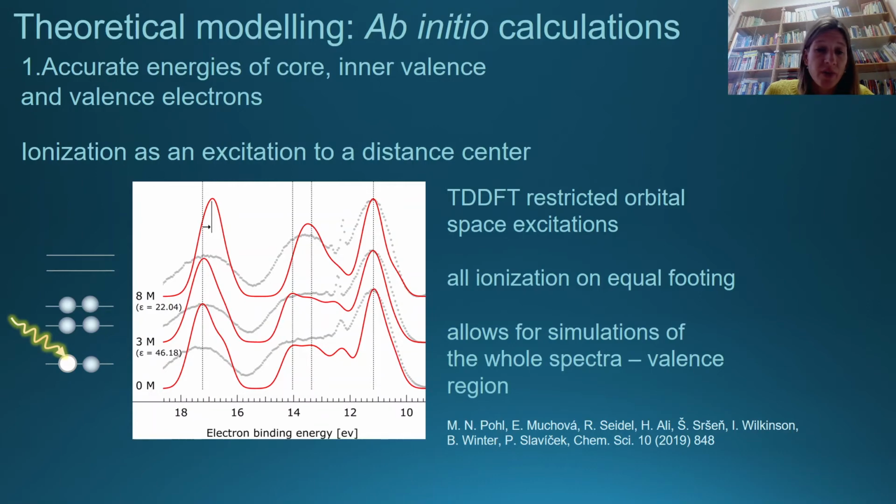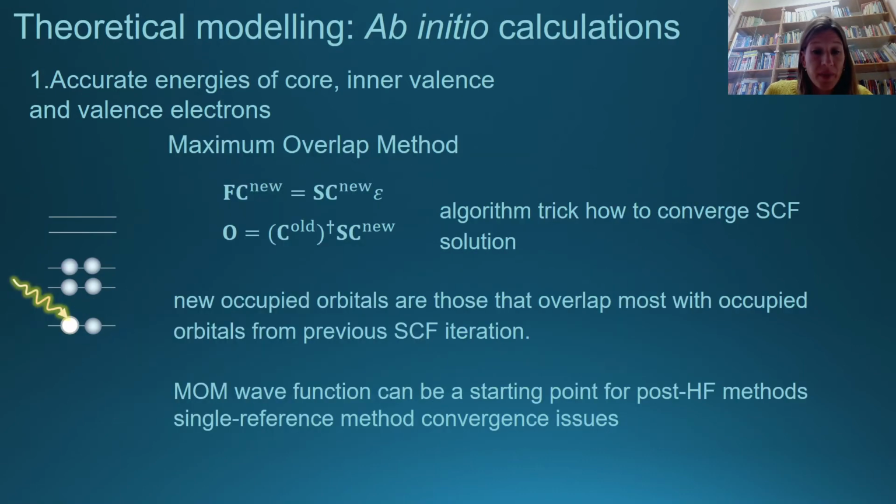This has the advantage that all of the ionizations are treated on equal footing. Therefore, we can get the accurate energetics of all possible transitions. It also allows us to model the whole spectra, with the intensities and the widths. However, to study the absolute positions of the core ionized states, this approach is not useful. Therefore, for that we use an algorithmic trick in the SCF convergence protocol, which is called the maximum overlap method.